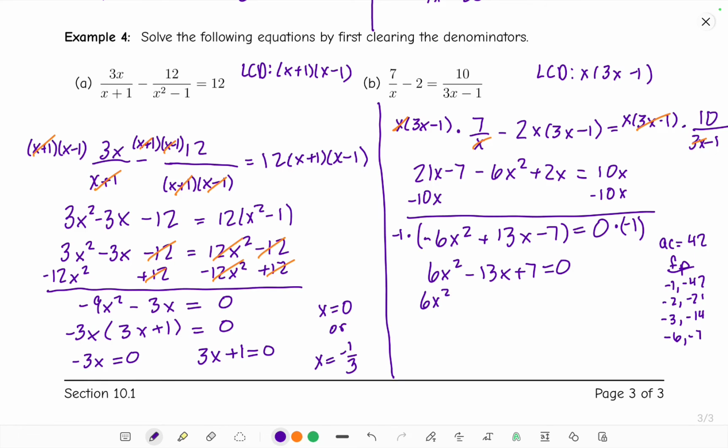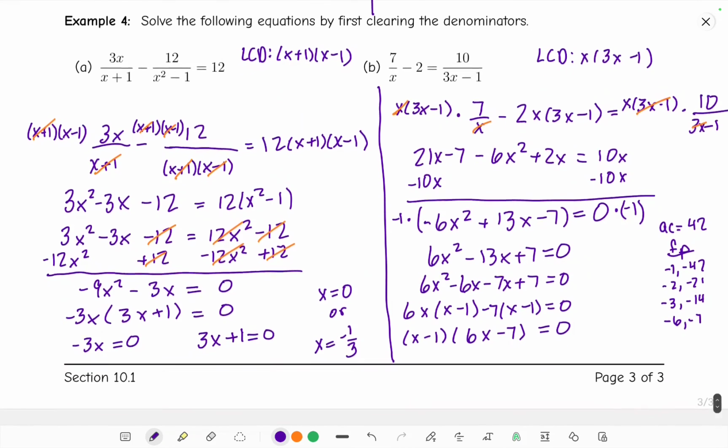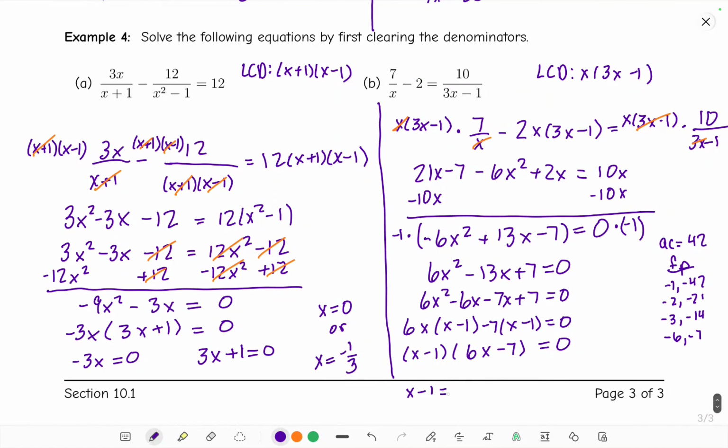So then we get 6x squared minus 6x minus 7x plus 7 equals 0. First two terms we can factor out as 6x, get x minus 1. The second two terms we can factor out negative 7 to get x minus 1, which equals 0. Factor out that x minus 1. We're left with 6x minus 7 equals 0. I'm going to have to go into the margin. So then x minus 1 equals 0, or 6x minus 7 equals 0. So x equals 1, or x equals 7/6. And again, I'll let you check on your own, but both of them do work.